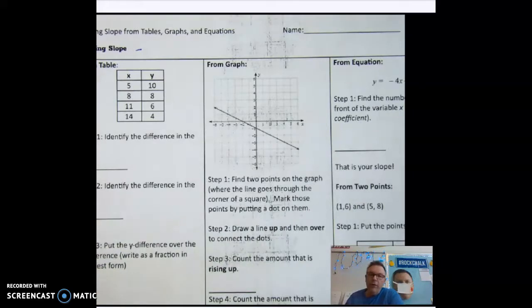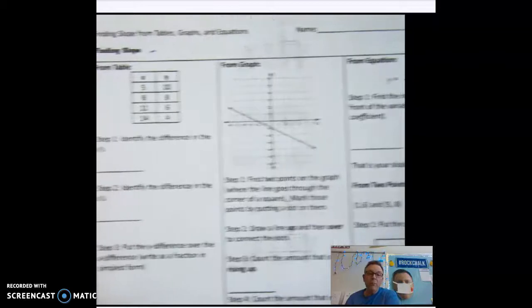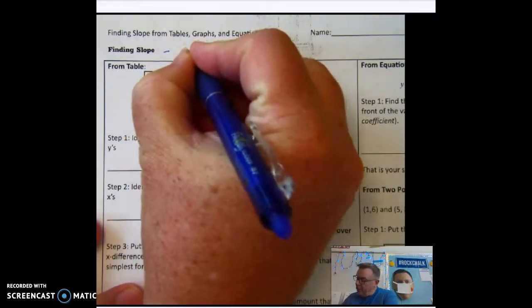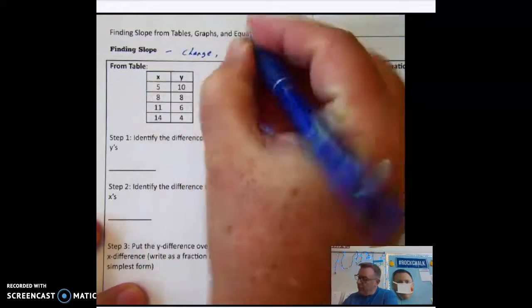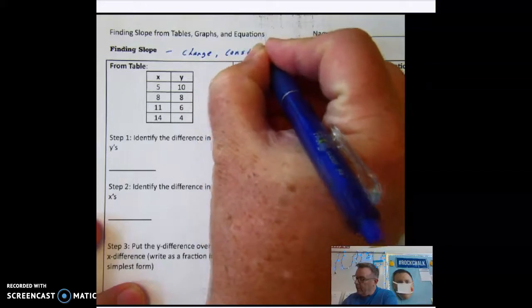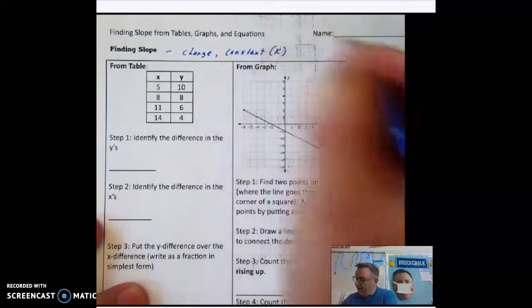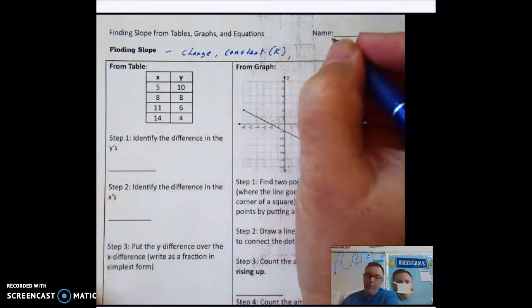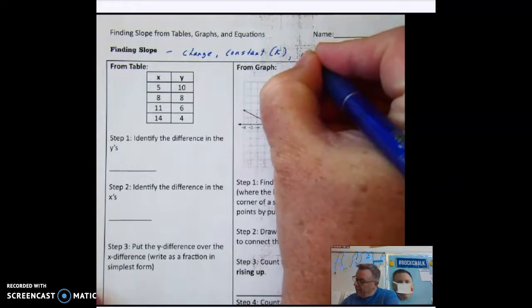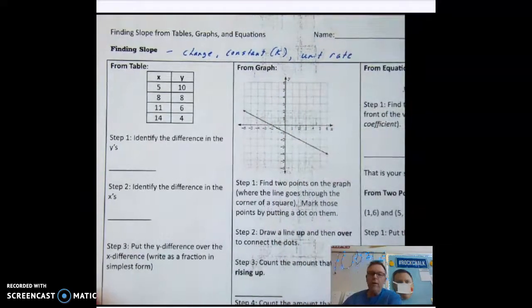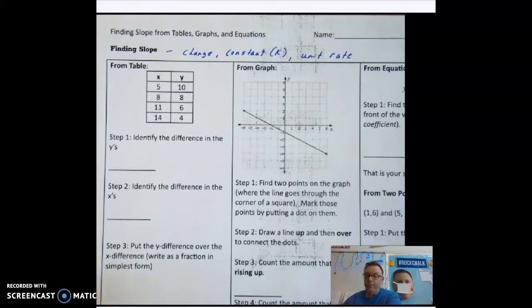For you to be really good at this unit, you have to be able to work between all three of them pretty seamlessly. Remember, our slope is our change. It's also called the constant, and sometimes they use K with that. It's also the constant of proportionality, and a lot of times it's your unit rate. All of those are different ways that you can explain slope.